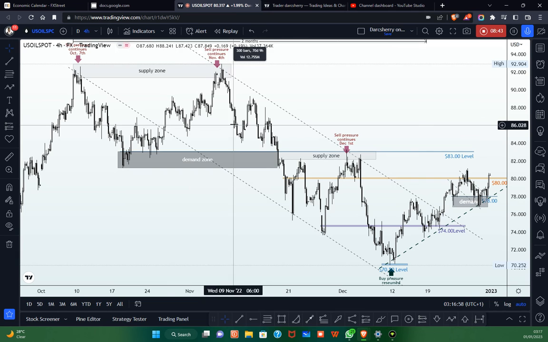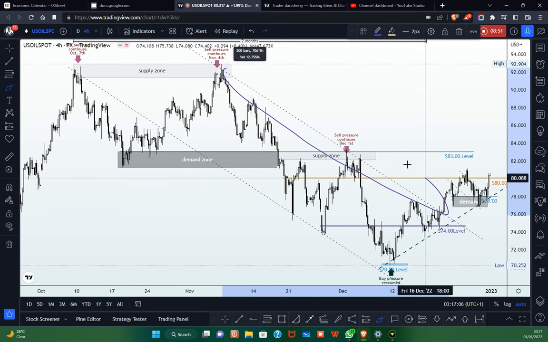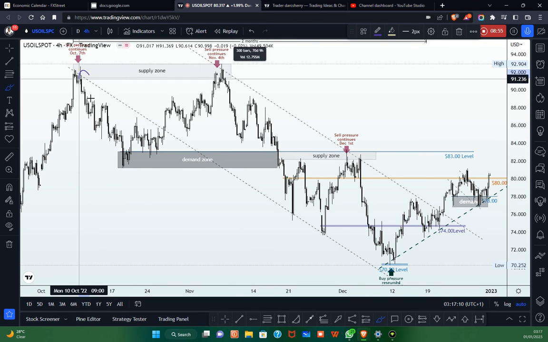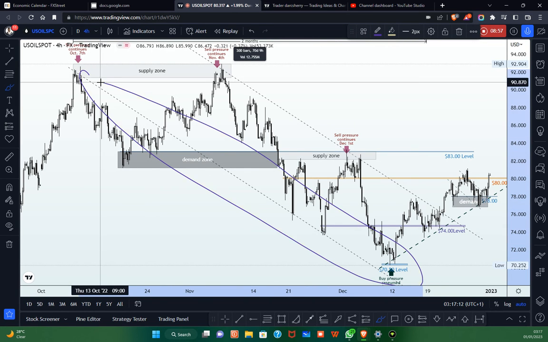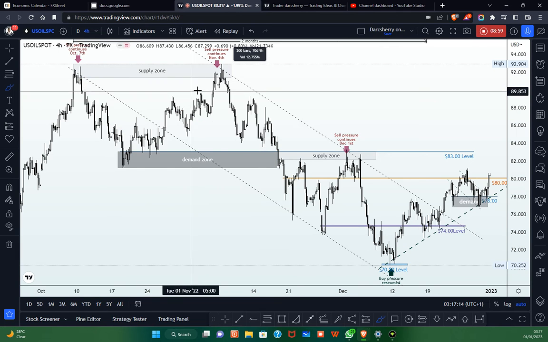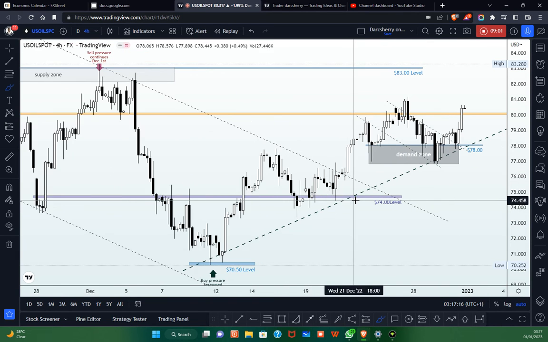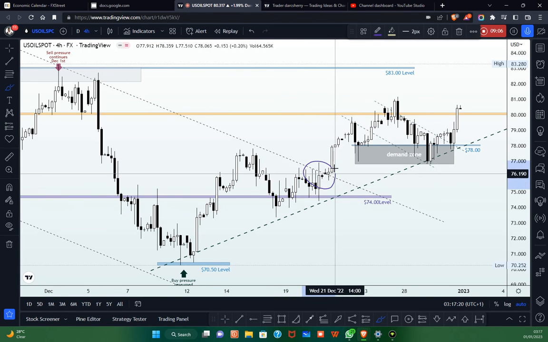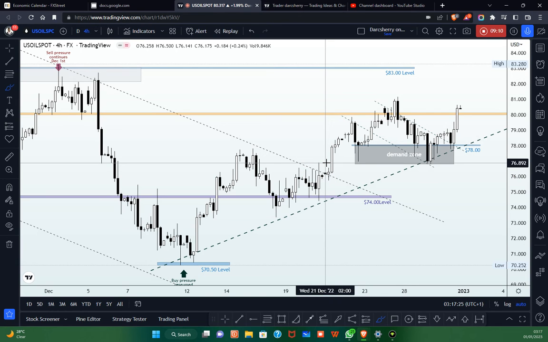I noticed that we have a descending channel since the month of October. So after connecting the series of lower highs and lower lows, we have that descending channel figured out here. But one thing that caught my attention was the fact that on the 21st of December, we finally witnessed the breakout of the resistance level of the descending channel to emphasize the strength of the bias at this point.